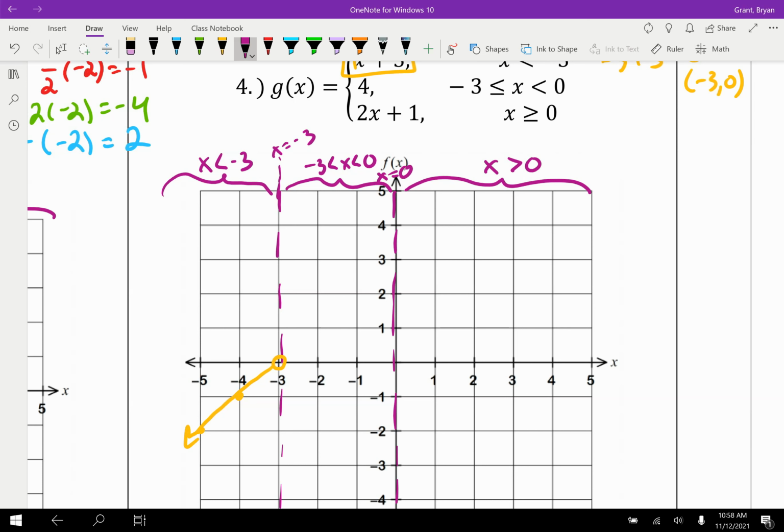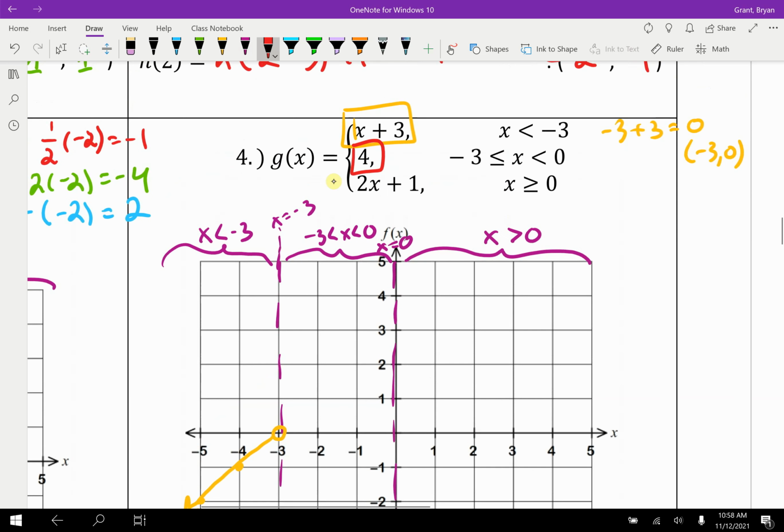Next up, we have the output is 4 for any x's between negative 3 and 0. Y equals 4 is normally just a line straight across. However, we only want to keep that horizontal line between negative 3 and 0, between the 2 walls. So I'm going to go ahead and do this, and then think about the endpoints. X can be equal to negative 3, closed circle. X is not equal to 0, open circle.